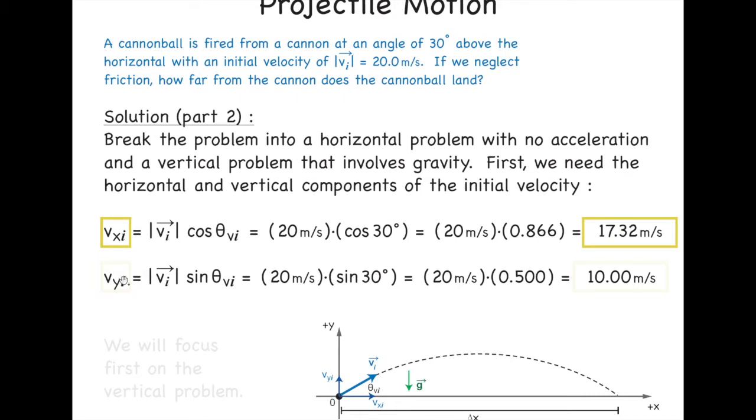In the y direction, the y component of the initial velocity is going to be initial velocity times sine of theta, and that gives me 10 meters per second after we plug into the calculator.